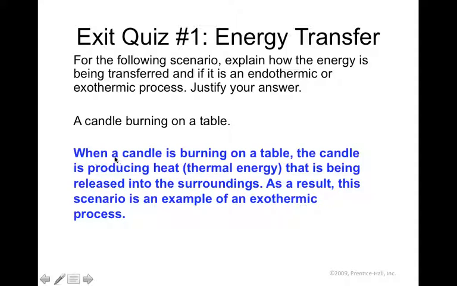For you to get a 4 on this assignment, you had to write something like this. When a candle is burning on a table, the candle is producing heat, which is thermal energy, and that is being released into the surroundings. Because you're releasing energy into your surroundings, that's an example of an exothermic process. If you notice, I used complete sentences, and I made sure to use all of the vocabulary terms we used today, for example endothermic and exothermic. I talked about systems and surroundings. Wait, did I put in systems? No, but it should be in there.